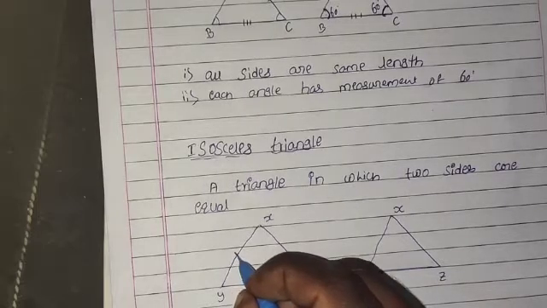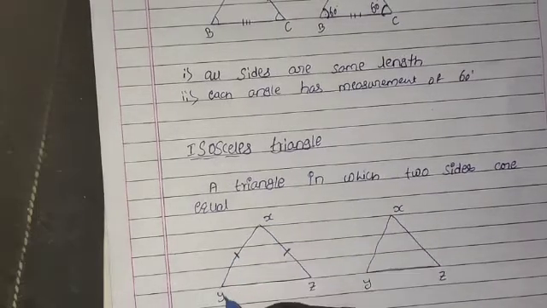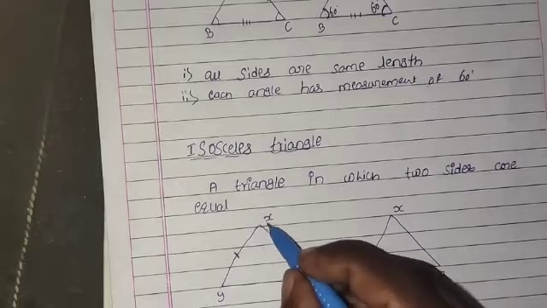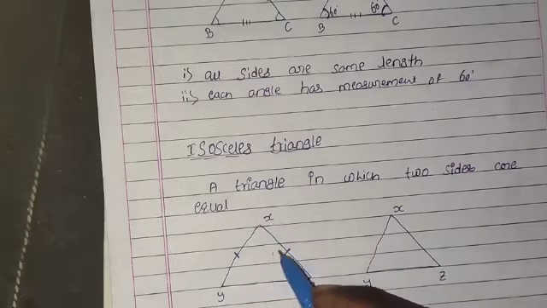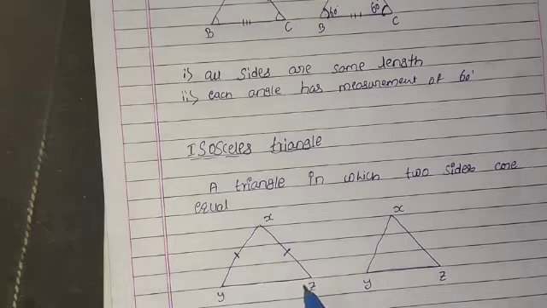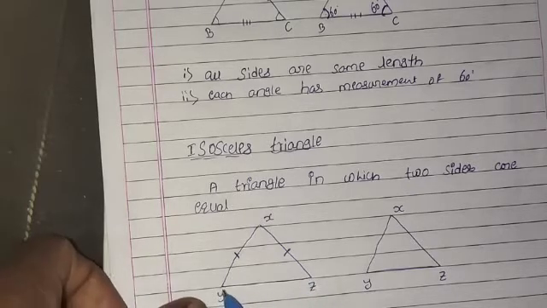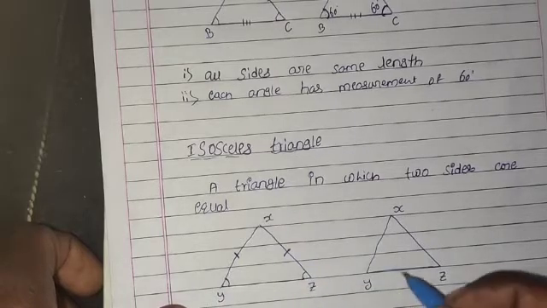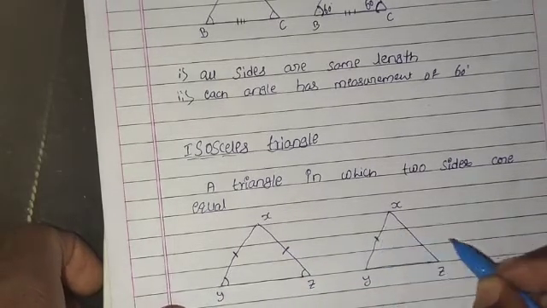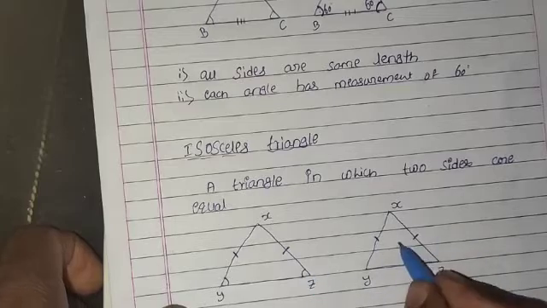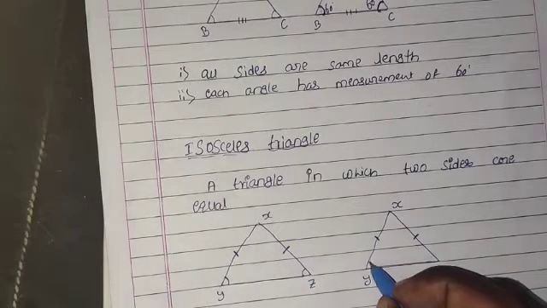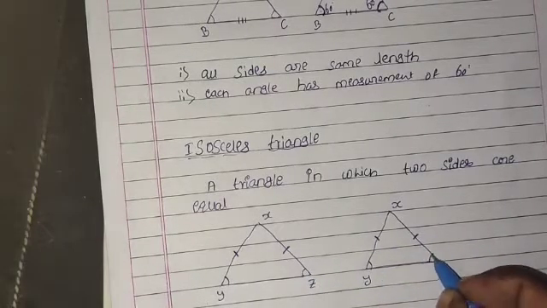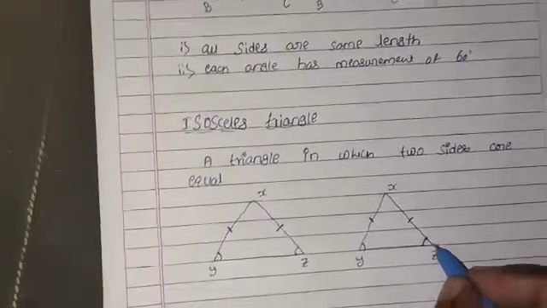Here XY is equal to XZ. These two sides are equal, and Y and Z are the base angles. Here Y angle and Z angle are base angles. Here also the same, XY is equal to XZ because both the triangles are identical. Here also, Y angle and Z angle are the base angles.